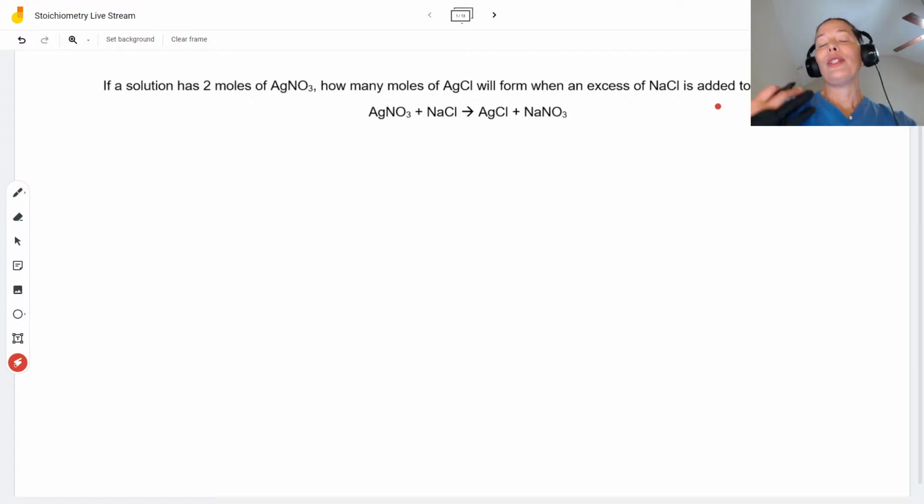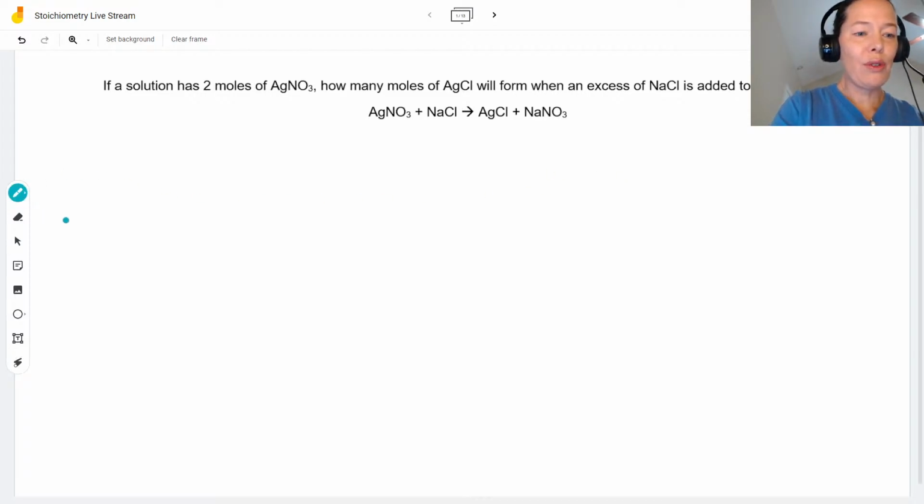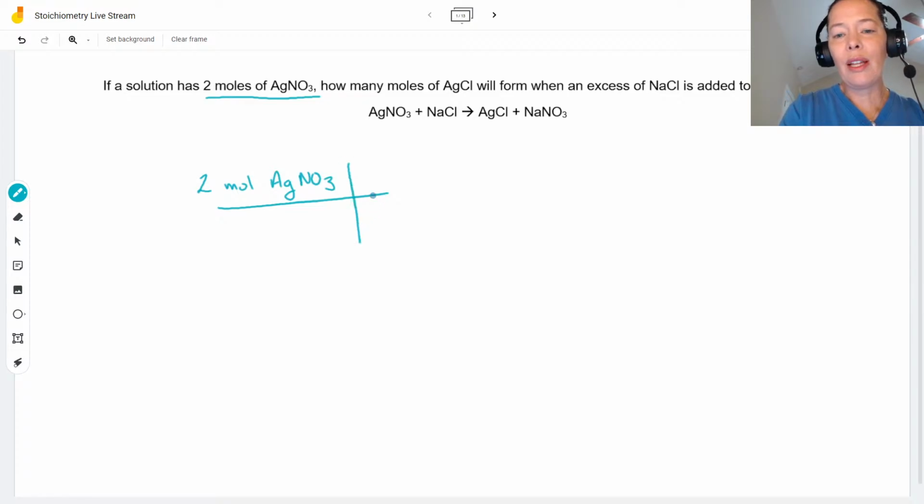Now that we know we're doing stoichiometry, we have a balanced chemical equation. This is where we're going to start doing our math. So let me switch over to my pen here. And I always like to start with what I'm given. And I was given 2 moles of silver nitrate. So I'm just going to write 2 moles silver nitrate. Okay, I'm going to be doing a lot of math here.